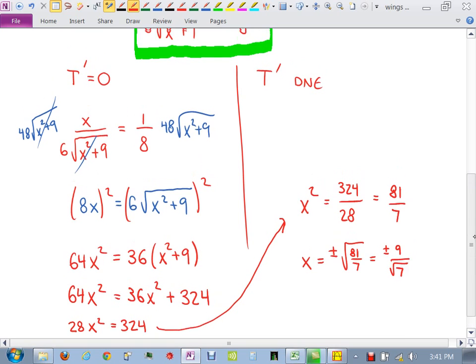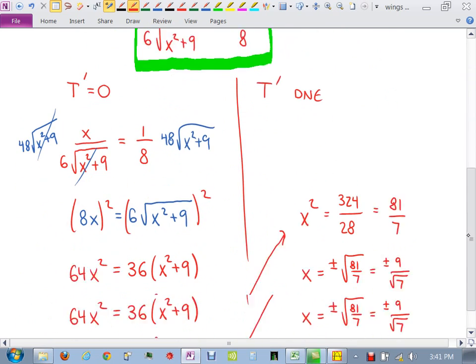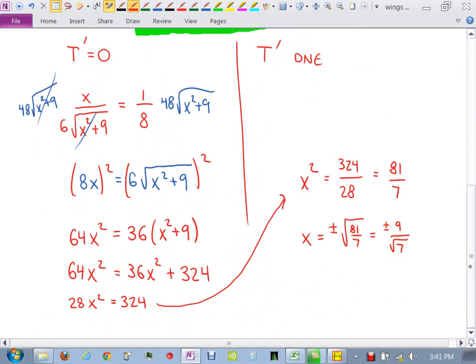Now remember our interval. What was our interval? 0 to 8? Only one of those is in between 0 and 8, and that's the positive one. So 9 over root 7. That's my only candidate for where the derivative is 0.